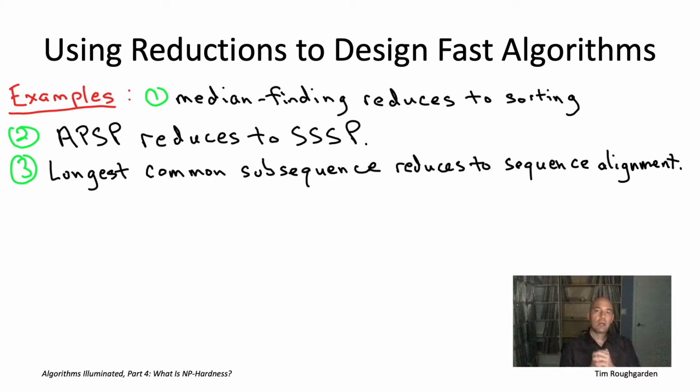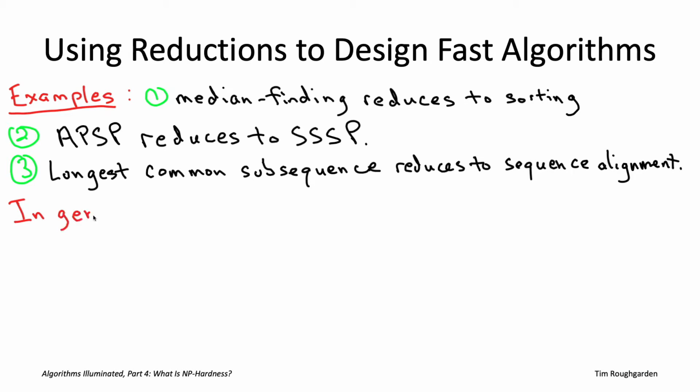So these are all examples of reductions which we use to spread tractability from one problem to another, to take a fast algorithm that we'd already designed for one problem and translate it into a fast algorithm for some other problem. So taking a fast sorting algorithm, getting a fast median finding algorithm, taking a fast single source shortest path algorithm and getting a not quite as fast, but reasonably fast all pairs shortest path algorithm, and so on.